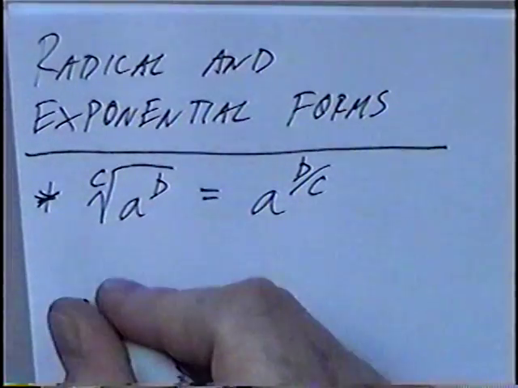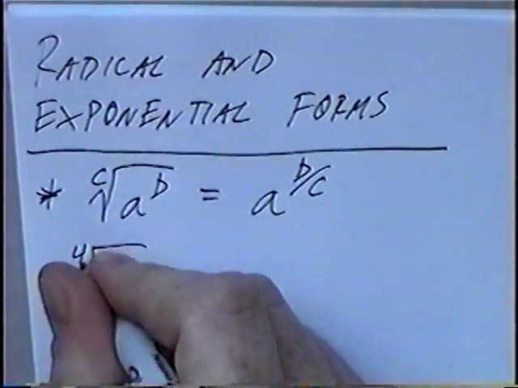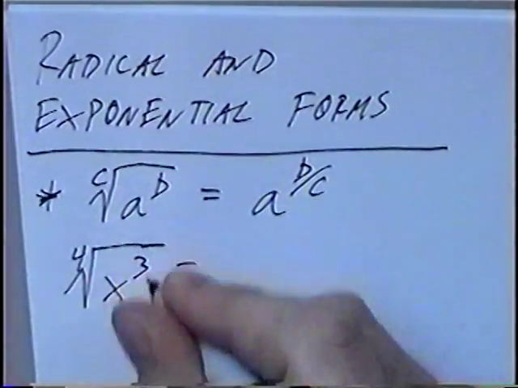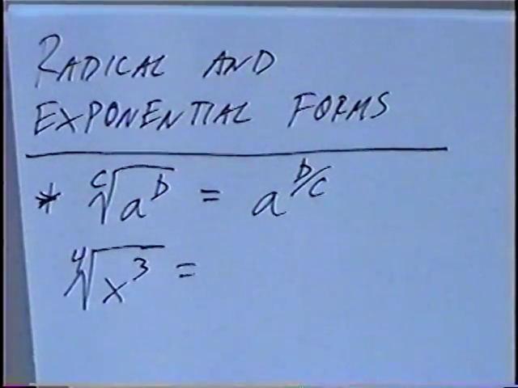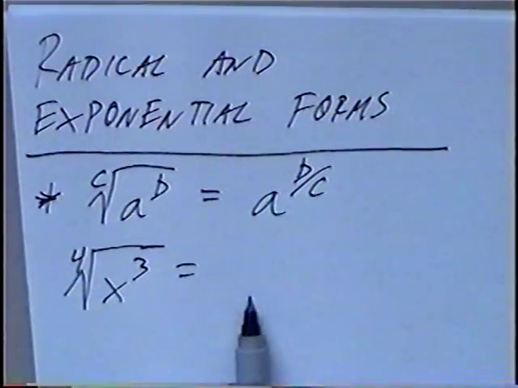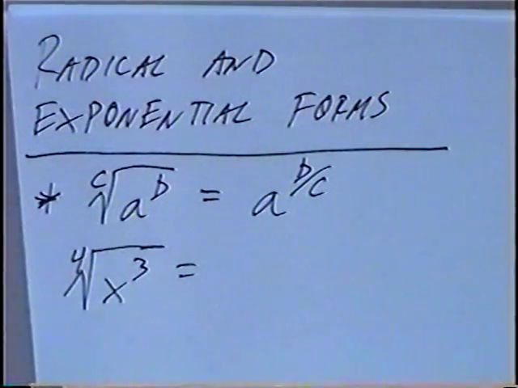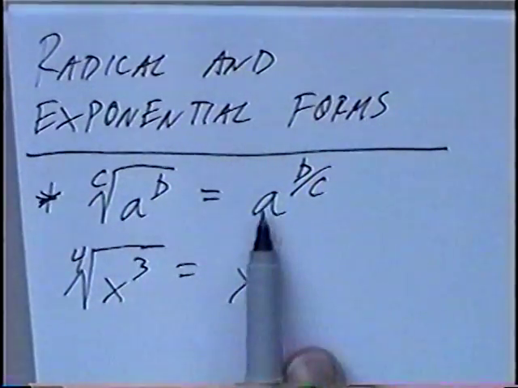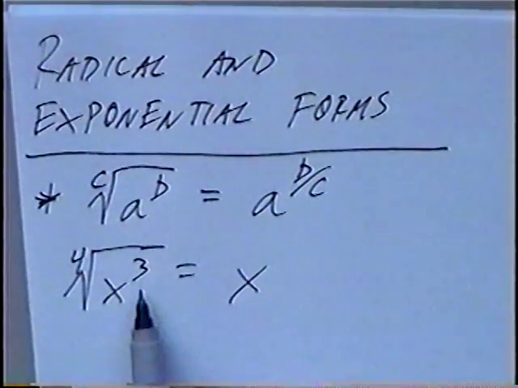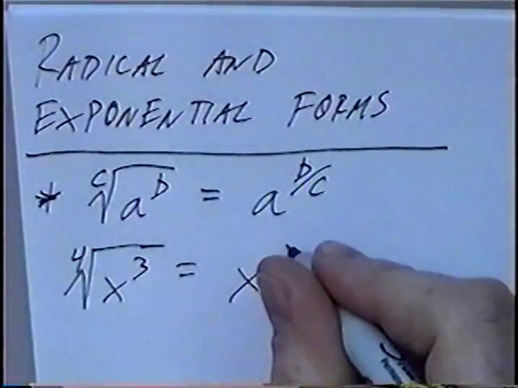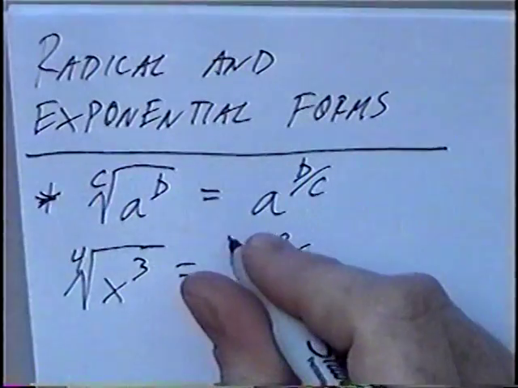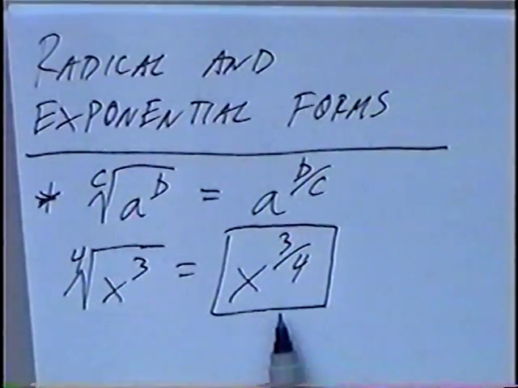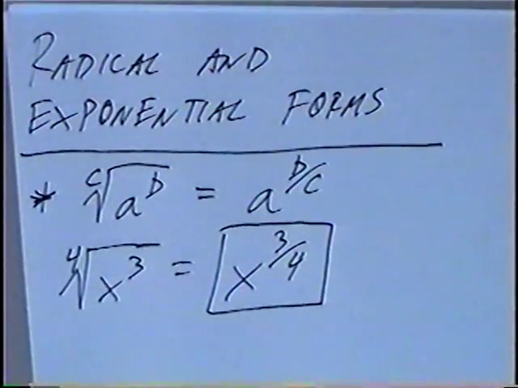First question we'll look at is the fourth root of x to the 3rd power. Taking the fourth root of x to the 3rd, we'll switch this radical form into exponential form. Matching the numbers up, the x, which is the variable a, would stay the same, and the fraction would be b over c, or in this case 3 over 4. So the fourth root of x to the 3rd power is the same as x to the power of 3/4.